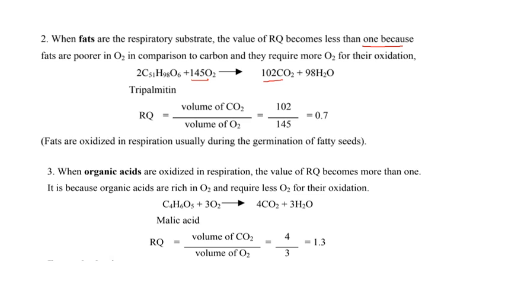When organic acids are the respiratory substrate, the RQ value will be more than 1 because here the carbon dioxide volume is greater than that of oxygen volume. So 4 by 3 is equal to 1.3, which is greater than 1.